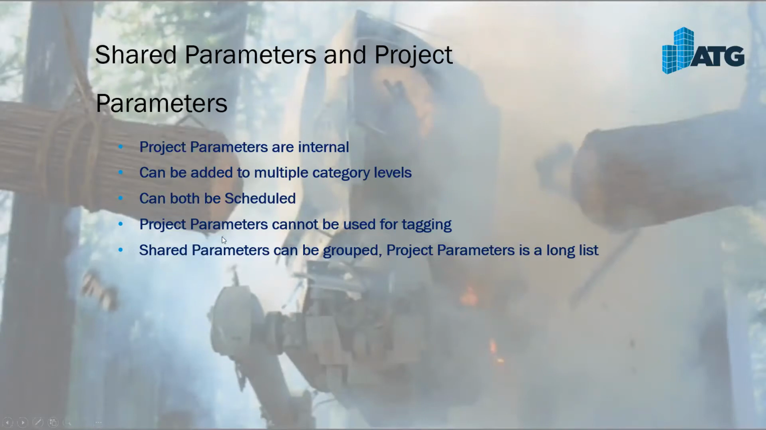Big thing here, project parameters cannot be used for tagging, so only shared parameters can be used for that. Also, shared parameters can be grouped, so you can create your own categories within the shared parameter file to not have a huge long list, which is typically what the project parameters can get to be, because there is no grouping specified for the project parameters. So that's your two differences there between the shared parameters and project parameters within Revit.